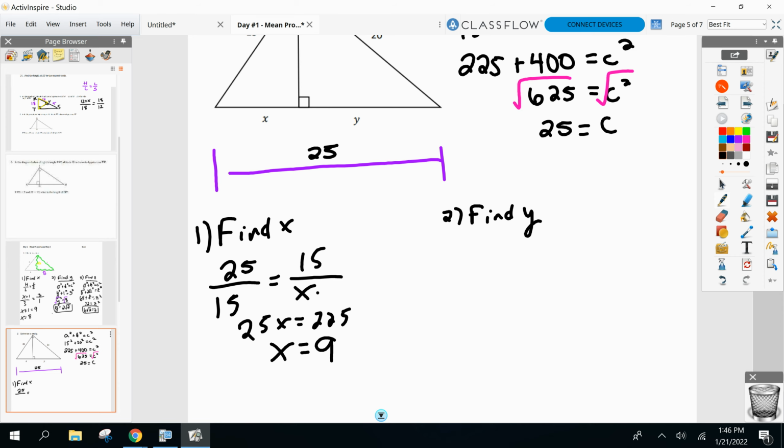I always like to do things quick, so do you. Get it done, right? I don't want to do hills again. Can I avoid doing hills to find Y? Yeah, just do some simple subtraction, right? Anybody seeing that? Right, we know 25 is the hypotenuse minus 9 we just found. So Y's got to be 16.